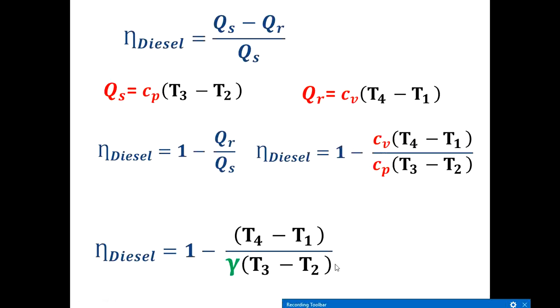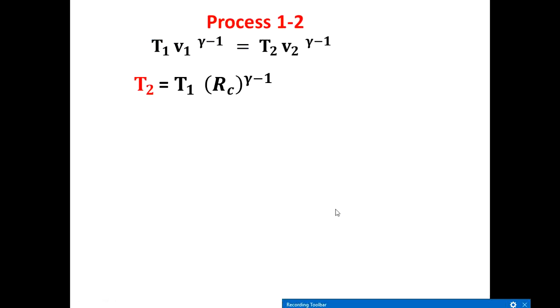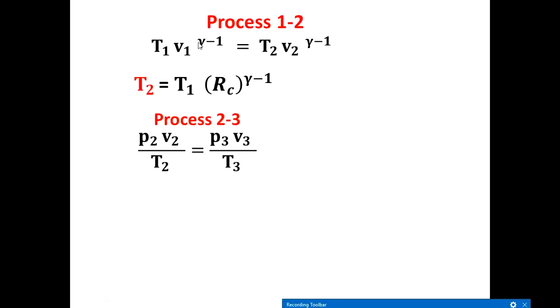Here in this equation, you want to put all the values in terms of T1. Definitely you can convert everything, T3, the maximum temperature, in the thermal efficiency. See, you know process 1 to 2: T1 V1 to the power of gamma minus 1 is equal to T2 V2 to the power of gamma minus 1, you know very well. T2 is equal to T1 RC to the power of gamma minus 1. Process 2 to 3, what is it? Constant pressure heat addition process. P2 is equal to P3. So you want the value of T3. You already have T2 is equal to T1 RC to the power of gamma minus 1.